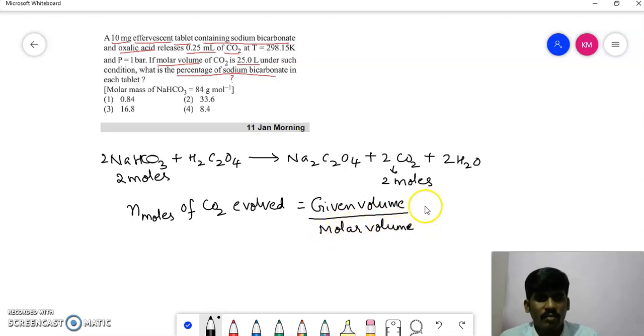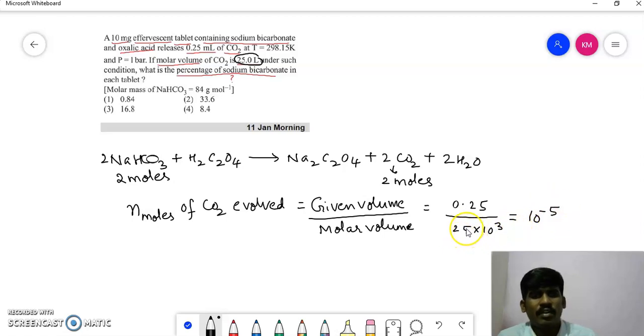What is the given volume here? Given volume is 0.25 ml upon, right? So here 25 liters is given. If you observe it, this 25 liters I can write as 25 into 10 to the power of 3, and which gives you around 10 to the power of minus 5. This is 10 to the power of minus 5 moles of the CO2.